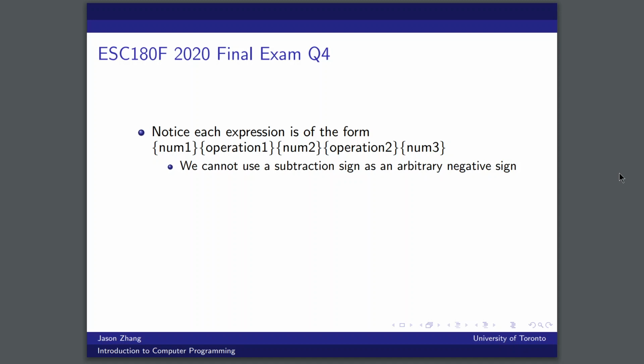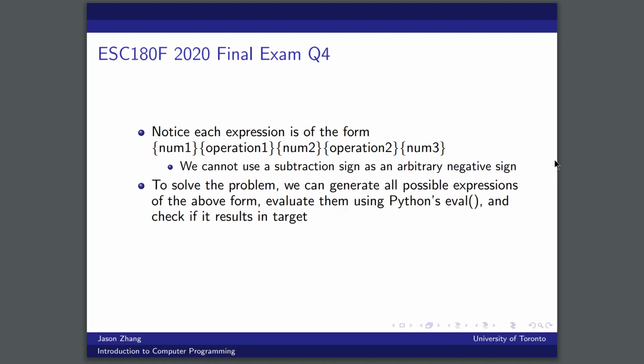Note that for this question, we're not going to use a subtraction sign as an arbitrary negative sign. So for example, we're not going to put an operation before num1. We're just going to take all of our numbers to be as they're given in the problem.